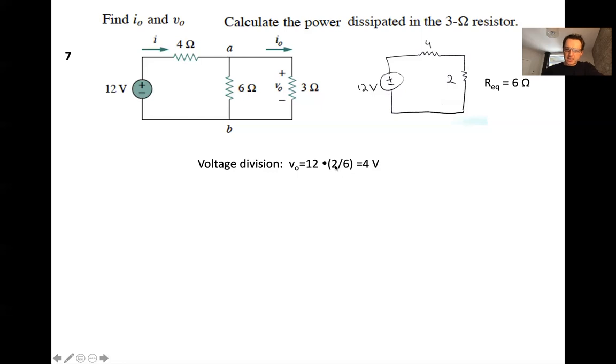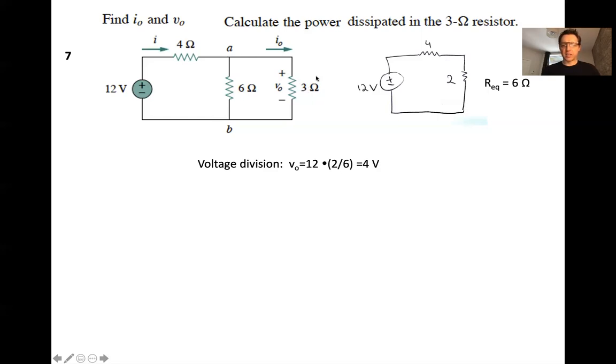And so that 1/3, that remaining third, is given by 2 over 2 plus 4. And that's how you get this. The 6 here corresponds to the 4 plus the 2. So the V naught, which is the voltage across this 2 ohm resistor, which is really this voltage here, is equal to 12 times 2 over 2 plus 4, which is equal to 1/3 of 12, which is 4 volts. So now you know that the voltage across the 3 ohm resistor is given by 4 volts.